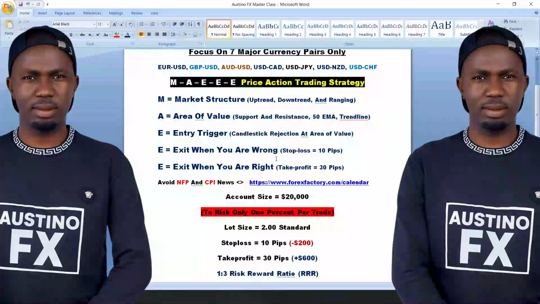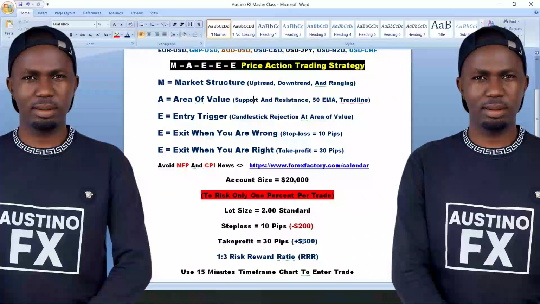Just like I said, your risk reward ratio. If I have 5 trades and I lose 3 and win 2, I'm still profitable with my strategy. That is why the risk reward ratio is very, very important. Now, if I have a 30 pips take profit, it means I'm going to make $600 per trade. So I'm risking $200 to make $600. That is a 1 to 3 risk reward ratio.